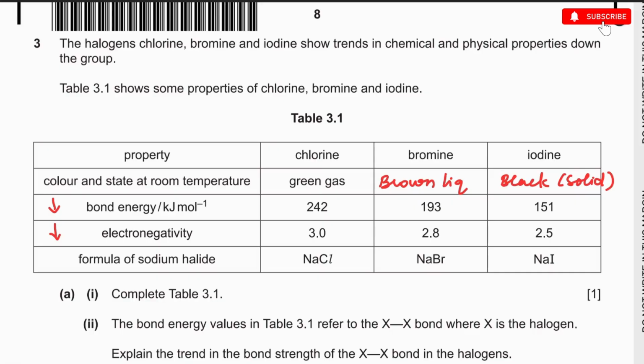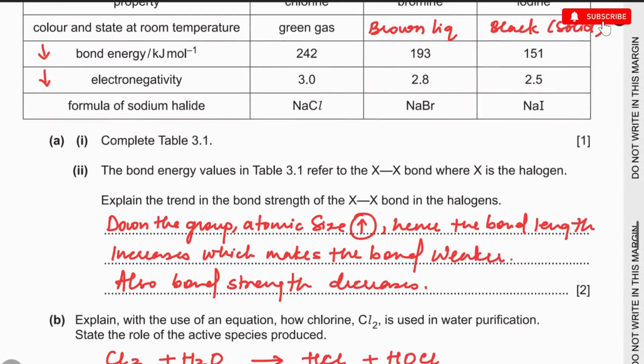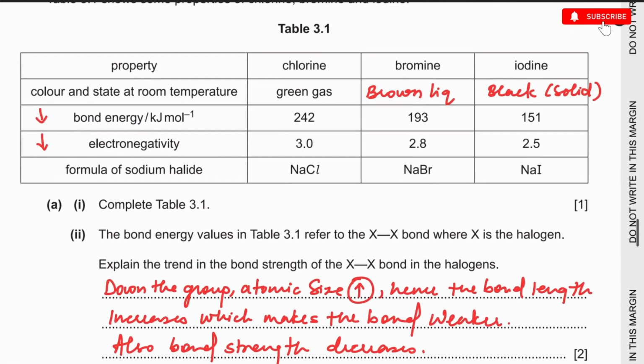Also, we know that bond energy decreases down the group when talking about the halogen atoms. Electronegativity also decreases down the group. The highest electronegativity is that of fluorine. And these are the sodium halide formulas dealing with the different halogens: sodium chloride, sodium bromide, and sodium iodide. So they are asking us to complete the table, which we did already.